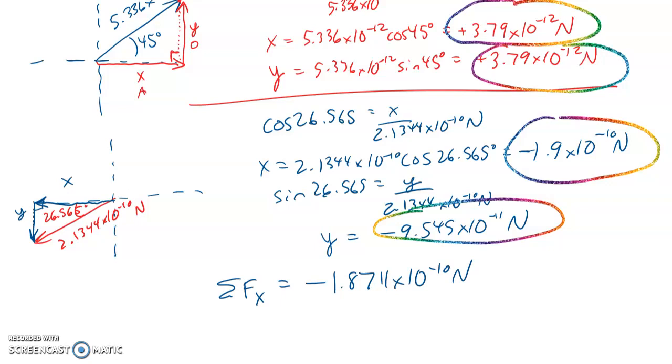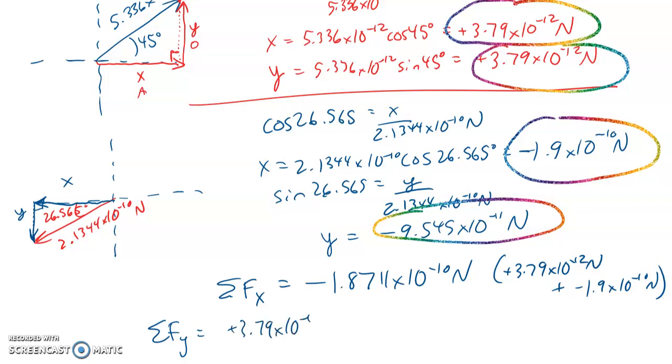And again, maybe I should write that out. In other words, that's positive 3.79 times 10 to the negative 12 newtons plus negative 1.9 times 10 to the negative 10th newtons. Just adding the x components together. Let me add the y components together. So that looks like positive 3.79 times 10 to the negative 12 newtons minus 9.545 times 10 to the negative 11. Okay, so if you subtract those two numbers to get the total force in the y direction, I get negative 9.1663 times 10 to the negative 11 newtons.